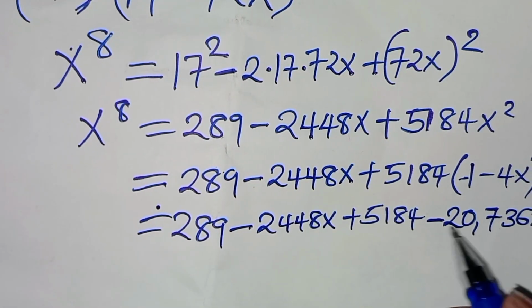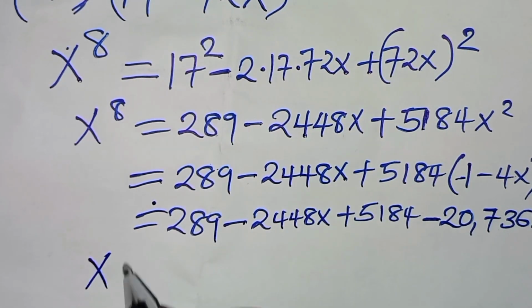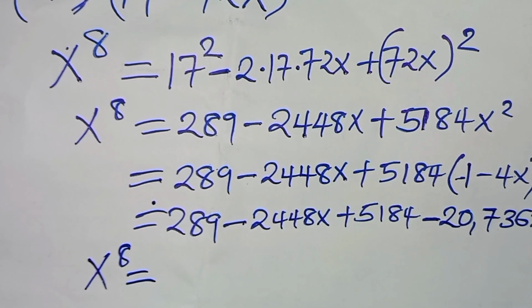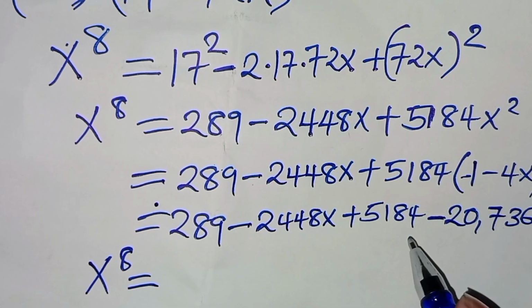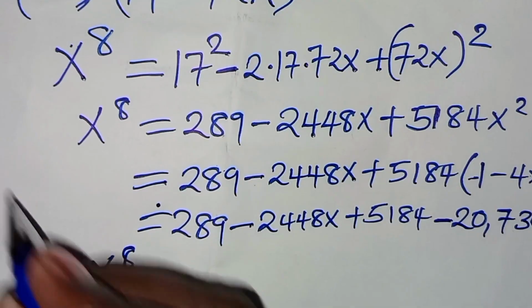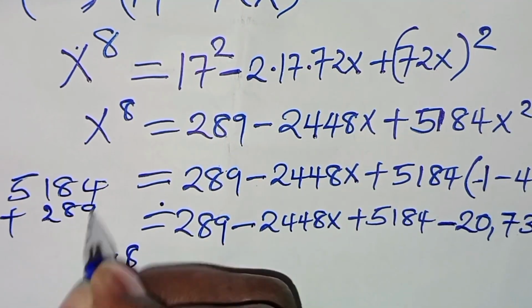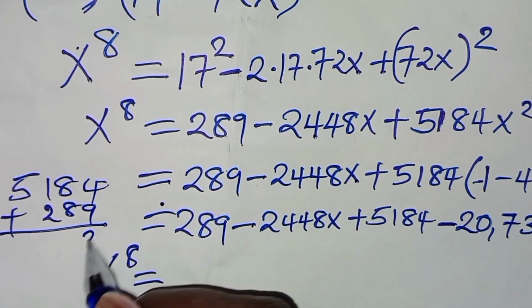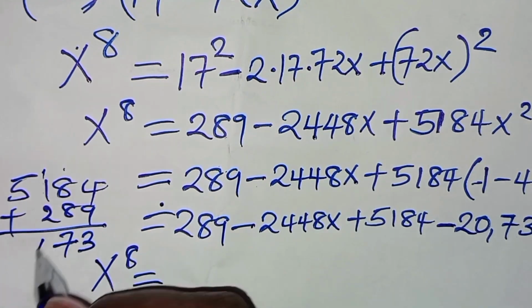So we have negative 20,736x. From here, let's collect the right terms together. For x to the power 8, this is 289 plus 5184. So this is 5184 plus 289. This is 13, carry 1, 7, carry 1, this is 4.